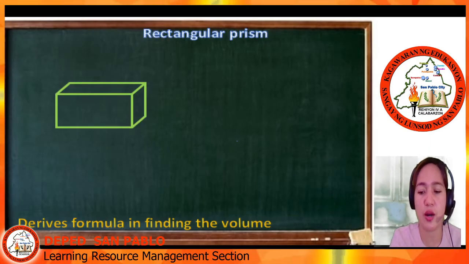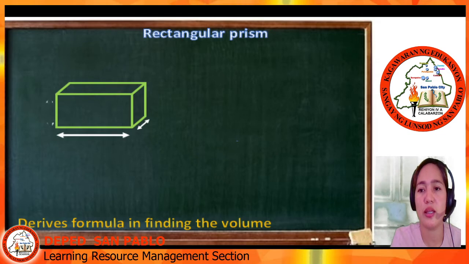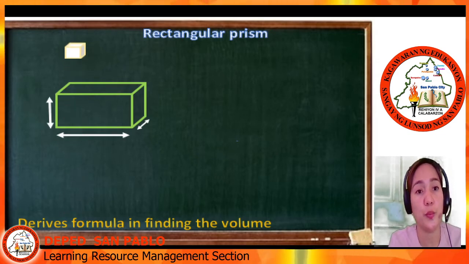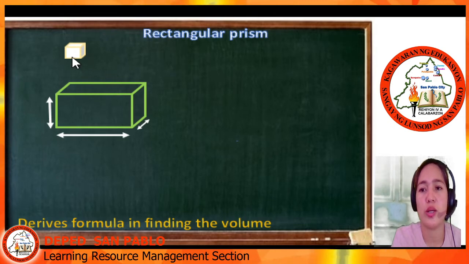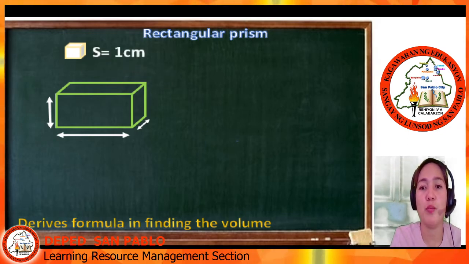So I have here a rectangular prism, and we know that a rectangular prism has its length, width, and height. Now, let's say this cube has a measurement of 1 centimeter on each side. So 1 centimeter here, 1 centimeter here, and 1 centimeter here. Okay? So all the sides are equal to 1 centimeter. Now, let's count how many cubes can be placed inside this rectangular prism.